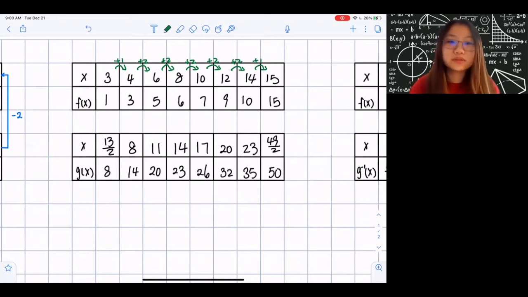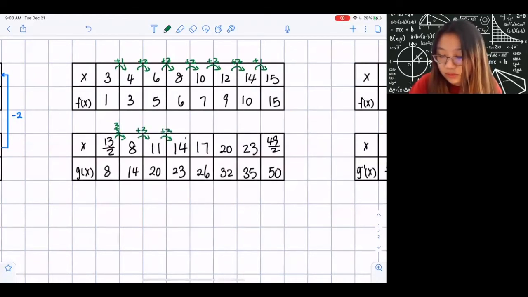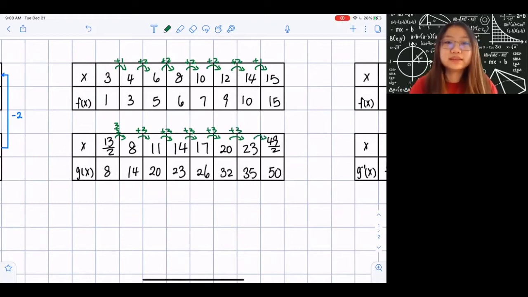So 13 over 2 is basically 6.5. So from 6.5 to 8, I add 1.5, which is 3 over 2. So that will be an easy way for you to calculate. And then I have plus 3 over here. They're all going to be plus 3s, plus 3, plus 3. And on the last one, 23 is essentially 46 over 2. So from 46 over 2 to 49 over 2, I added 3 over 2, right?